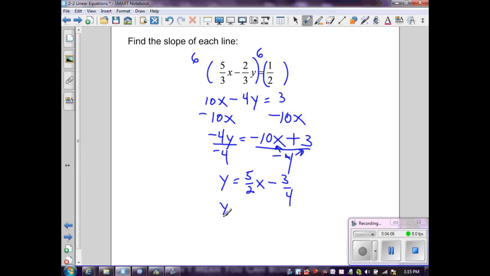So our slope, using our slope-intercept form, is going to be 5/2. Rise over run. Our slope-intercept form also gives us our b, which is our y-intercept, which can be written as an ordered pair, (0, negative 3/4).